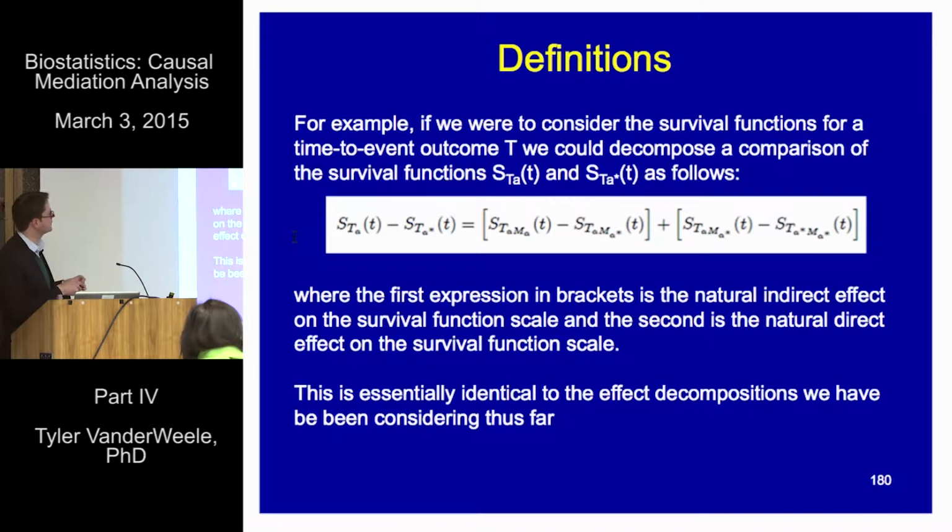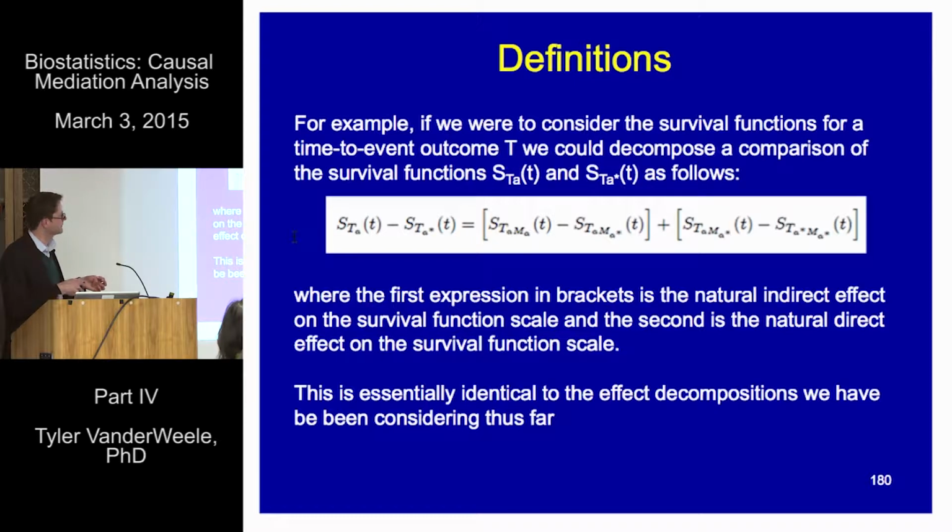For example, we could decompose the total effect of the exposure at time t on the survivor function scale. We could consider the time to event when exposed, the time to event when unexposed, and the survivor functions at time t, and decompose that into a natural indirect effect and a natural direct effect on the survivor function difference scale. This is just the probability of survival beyond time t. How does that compare being exposed to unexposed? How much of that is indirect? How much of it is direct? But it's the same counterfactuals as before.